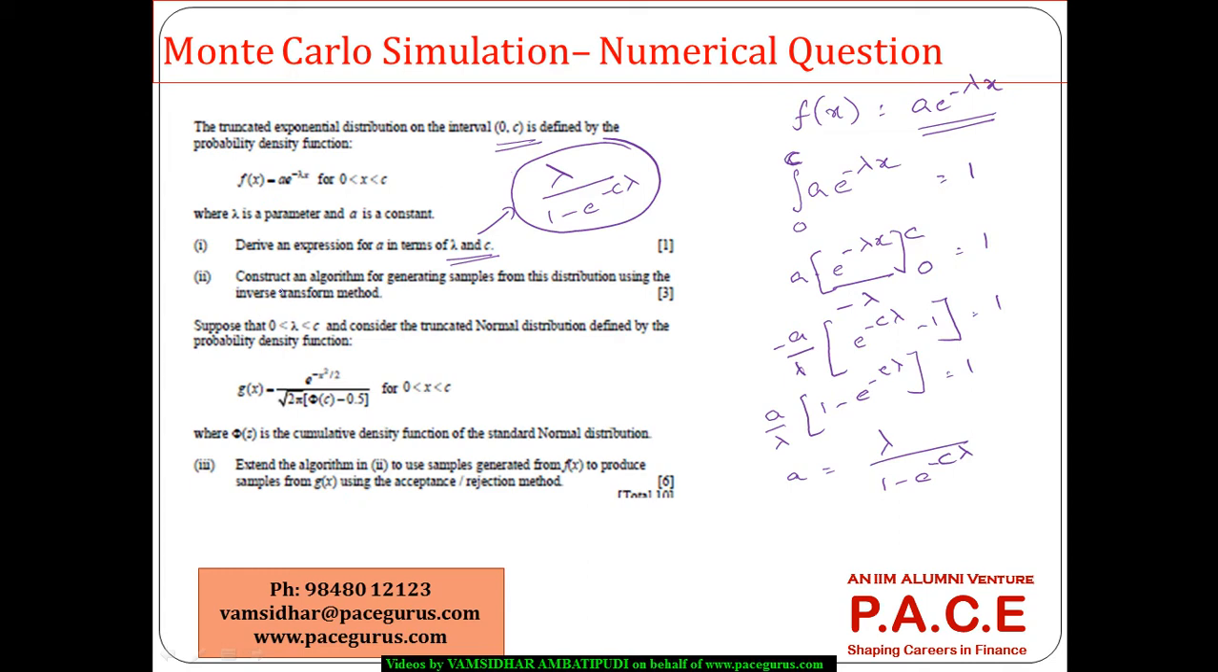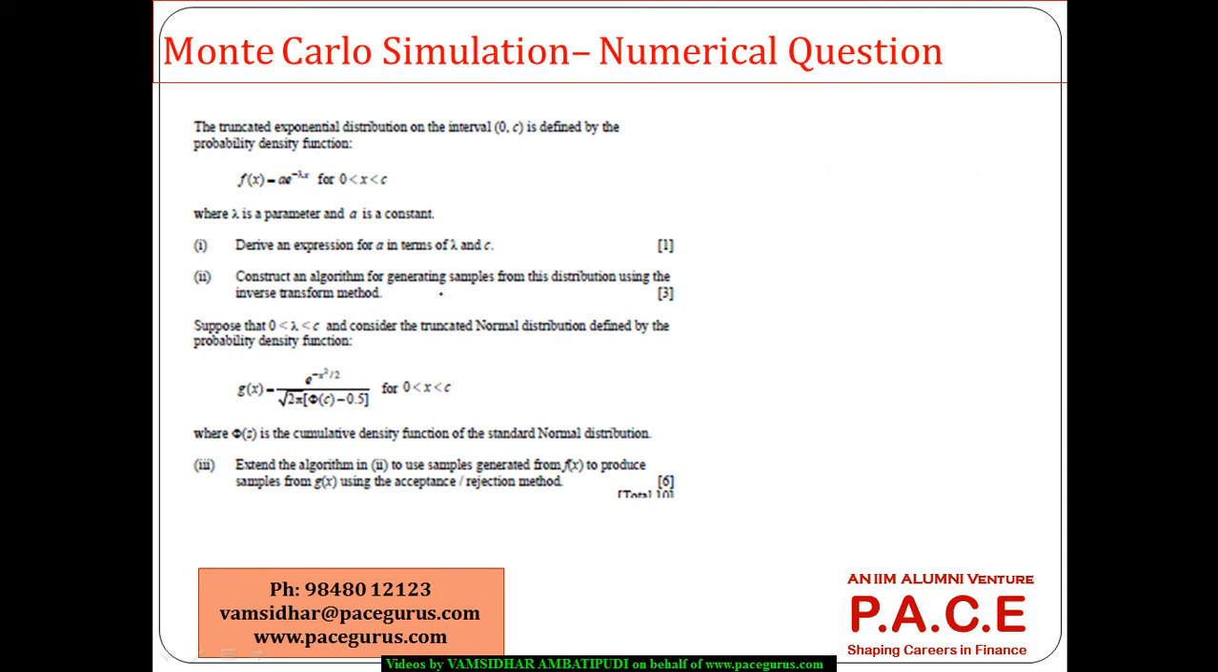Then look at the second. Construct an algorithm for generating the samples from this distribution. Now for this I have to generate samples from this distribution using the inverse transform method. So we know now f of x is equal to a e power minus lambda x, or a better way to say it is, because a is lambda divided by 1 minus e power minus c lambda, times e power minus lambda x.